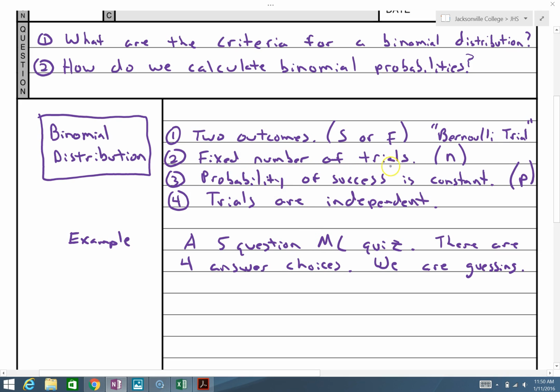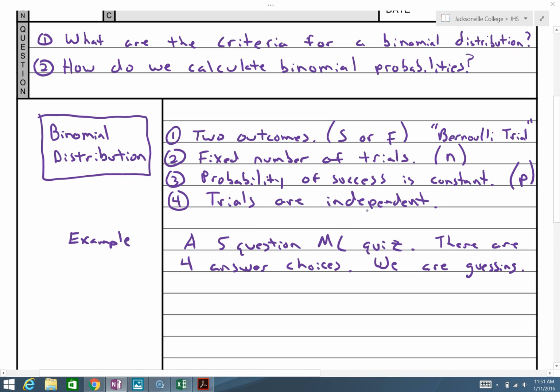There's a fixed number of trials. In this case, n is 5. There are 5 multiple choice questions. The probability of success is constant. Well, there are 4 possible answer choices, so we have a 1 in 4 chance of getting any one right. And the trials are independent. How we perform on question number 1 is going to have no impact on question number 2 or 3, vice versa, and so on. The trials are independent in this case.